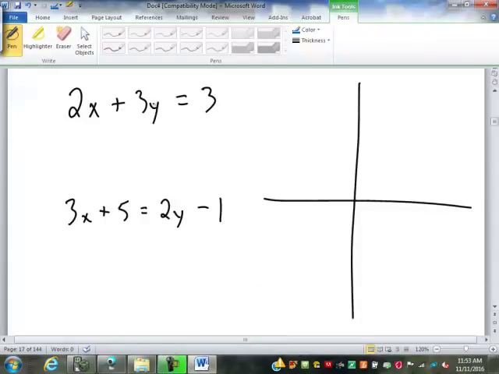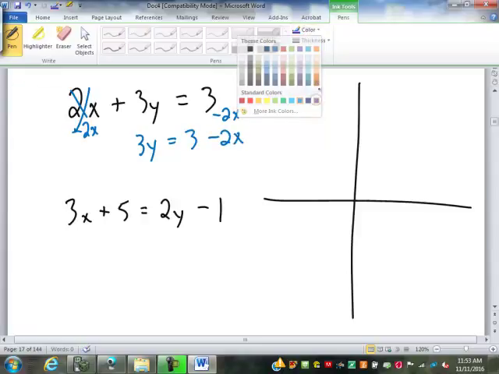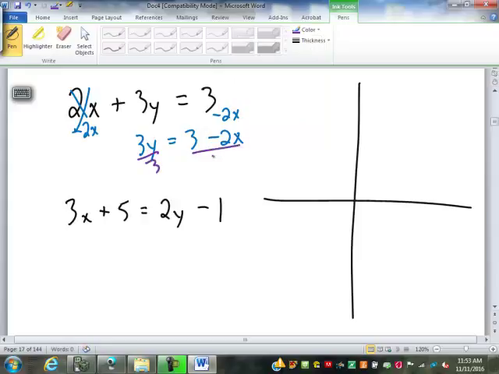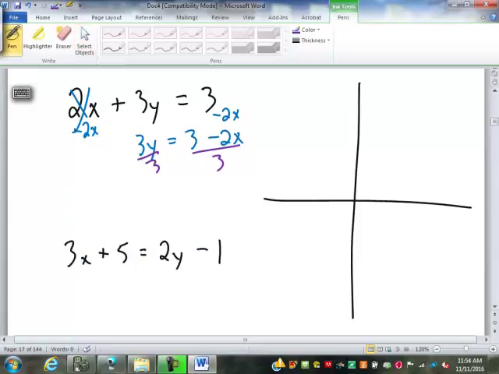Okay, so for the first one, we have to get y by itself here. So we have to get rid of the 2x and the 3. So we're going to subtract 2x. So that's gone. We have 3y equals 3 minus 2x. Then we'll divide by the 3. So 3 cancels out. Y equals 3 divided by 3 is 1. Negative 2x divided by 3 is negative 2/3 x.